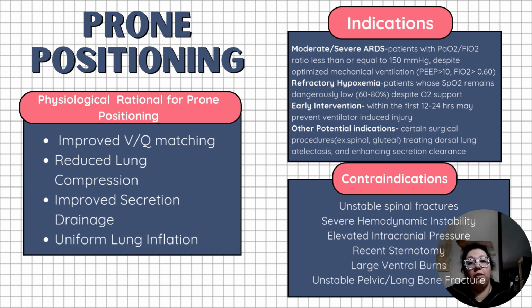Large ventral blunt trauma or burns. They have a lot of burns on their chest, so they just can't be on their stomach. Unstable pelvic or long bone fractures. Obviously, if their pelvis is unstable, you cannot prone them since they will be laying on their pelvis, on their stomach. So they would have to be on their back to relieve that pelvic pressure.